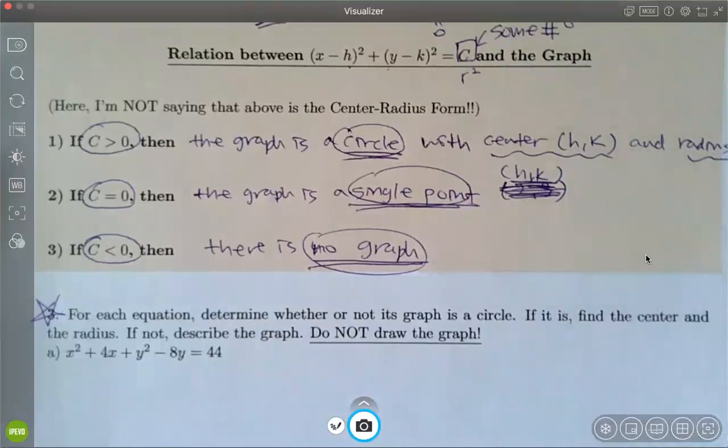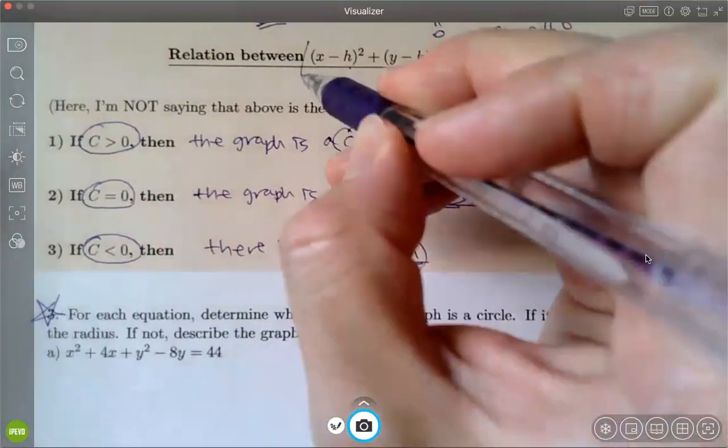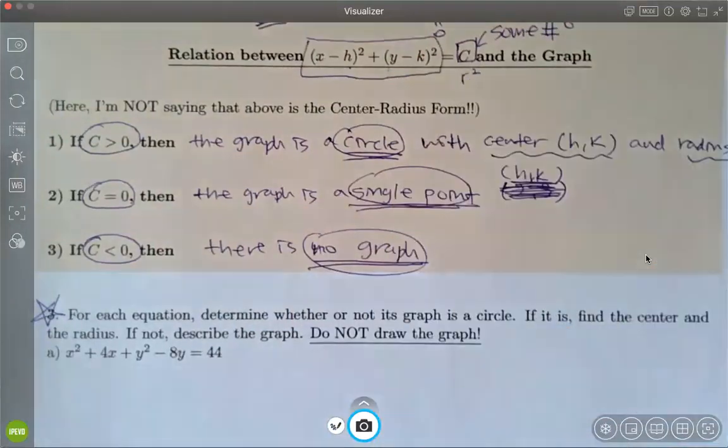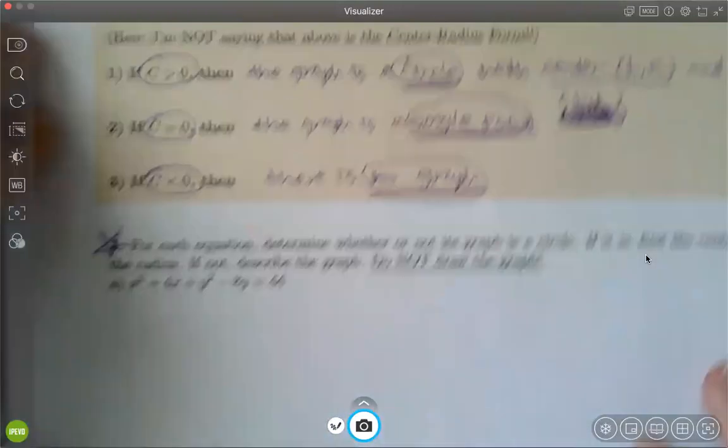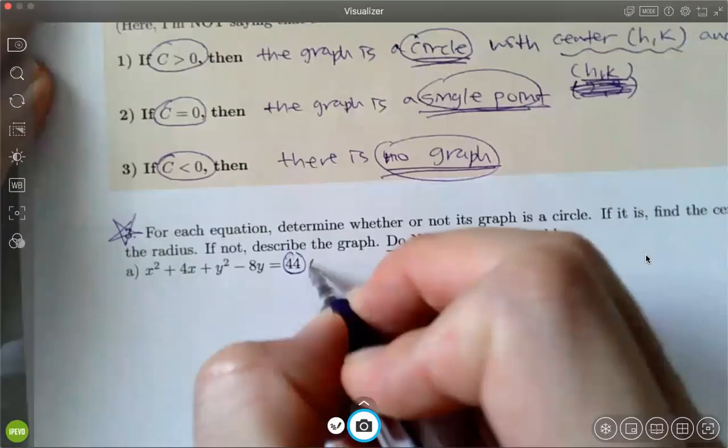Yes, C is 44. No, it's not. Sorry. Now, why not? It's not in the right form. It's not in the right form, yes. Because when you look at the left-hand side, what do you have to have? Some kind of squares, right? Like some chunk square plus some chunk square. Do you have some chunk square here on the left? No. So that's not equal to C. So again, it's not a C.